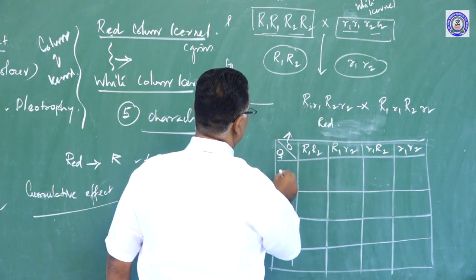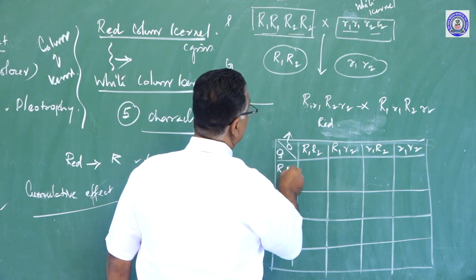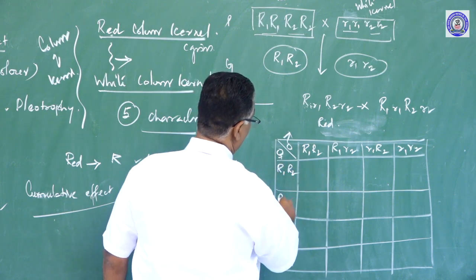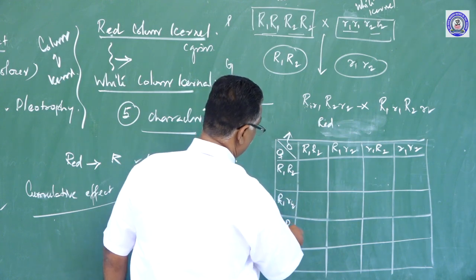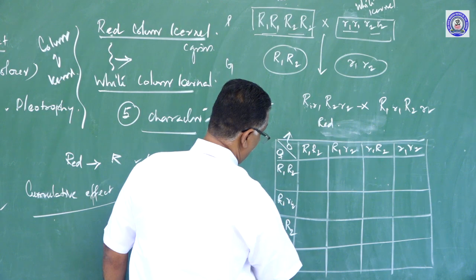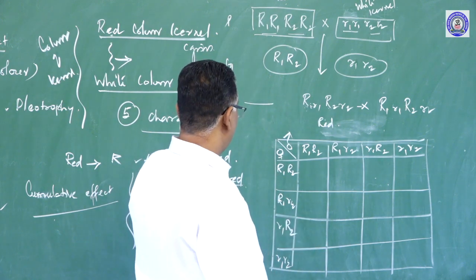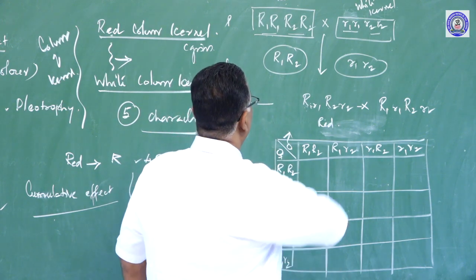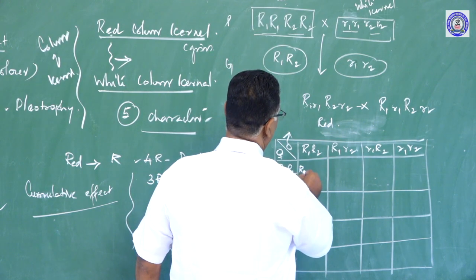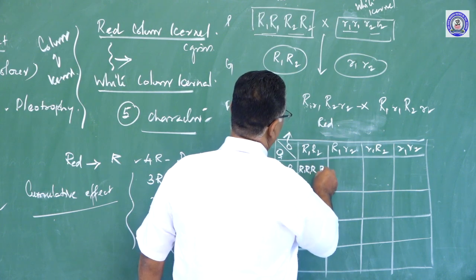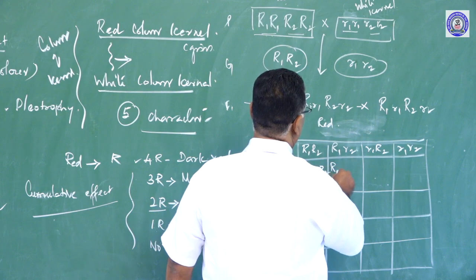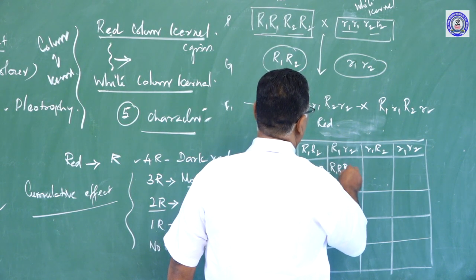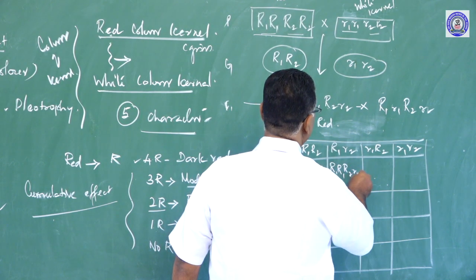In the same way for the other parent, capital R1 capital R2, capital R1 small r2, small r1 capital R2, and small r1 small r2. So these are the 4 types of gamete. We will see how they combine: this is one type, capital R1 capital R1 capital R2 capital R2, and another, capital R1 capital R1 capital R2 small r2.